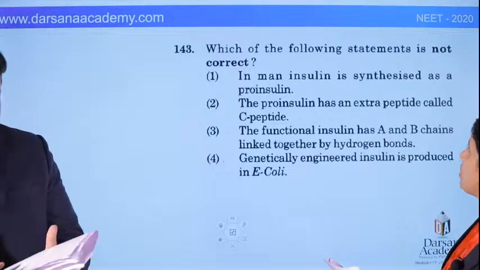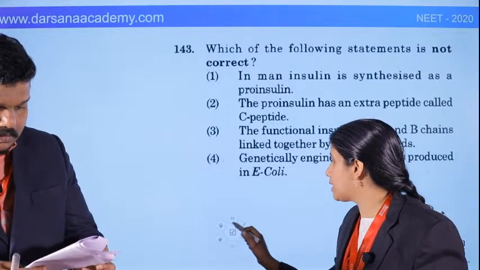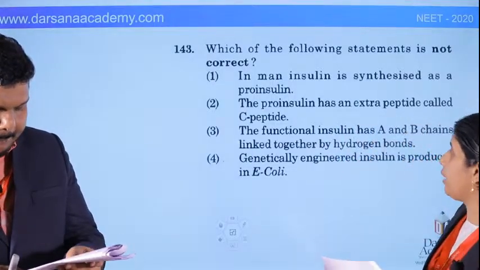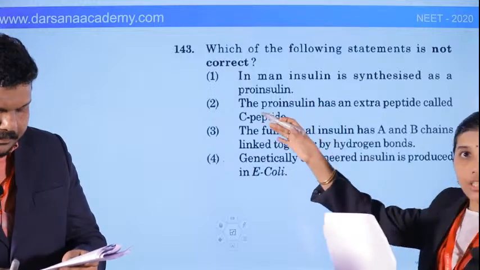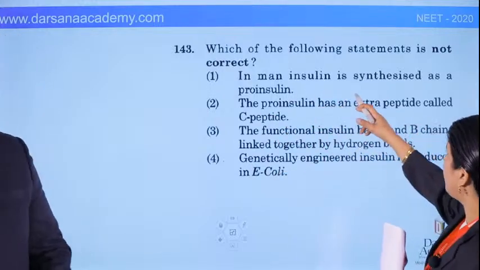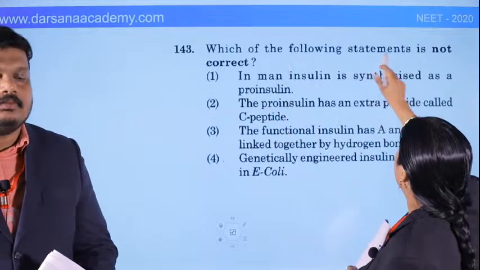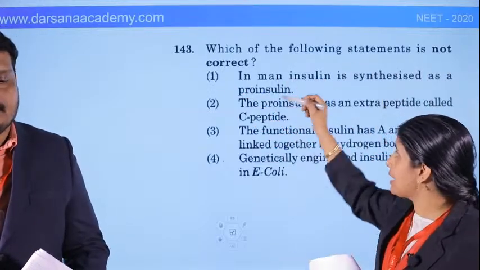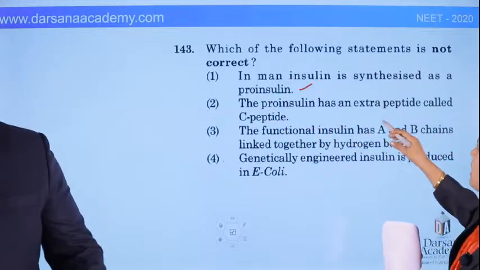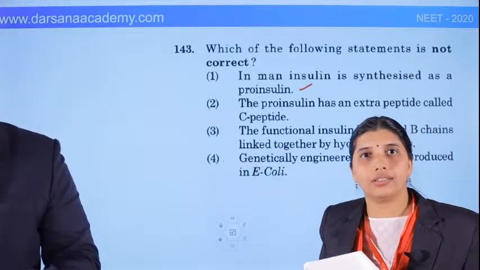Which of the following statements is not correct? In biotechnology, we can see this direct statement. In man, that is connected with insulin. In man, insulin is synthesized as a proinsulin. Of course, that is correct. Not correct is the question. The proinsulin has an extra peptide called C-peptide. Of course, that is also correct.